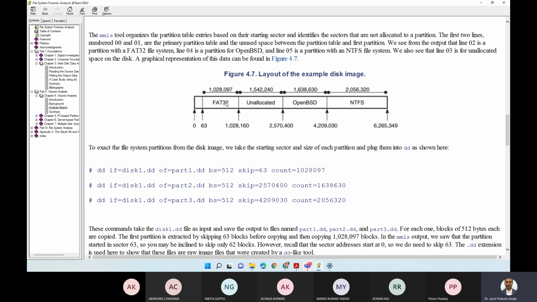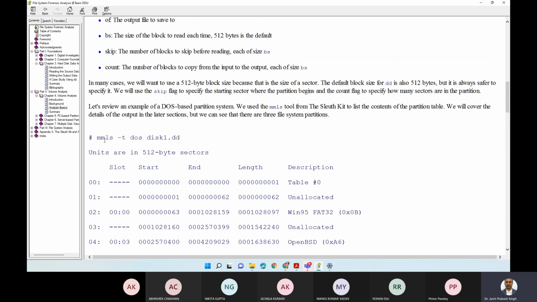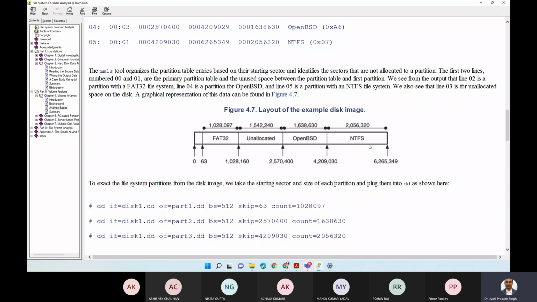So now if you want to read exactly whatever is there, even in this unallocated space, what is there, or what is there in FAT32 system, what is there in OpenBSD, because you know that the writing format of this will be different, this will be different, this will be different. So DD tool, which you have already used, see the usage. We have used MMLS to see the status of the disk. Now we have found out the partition, and then we know that this is the layout.